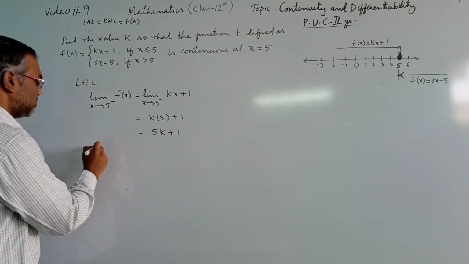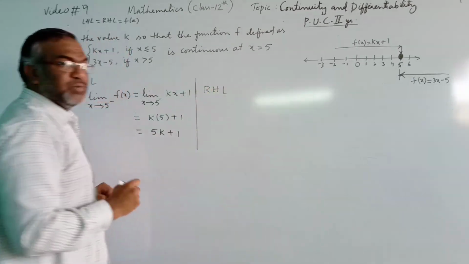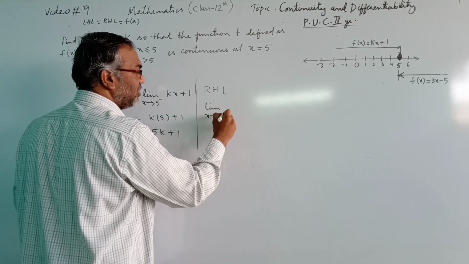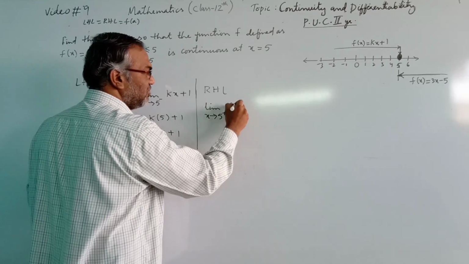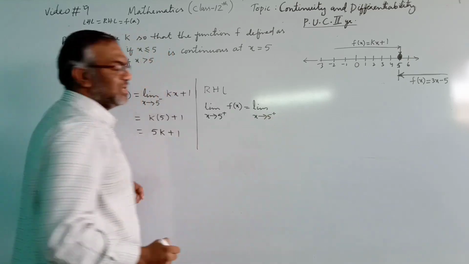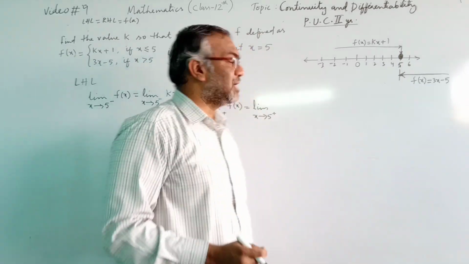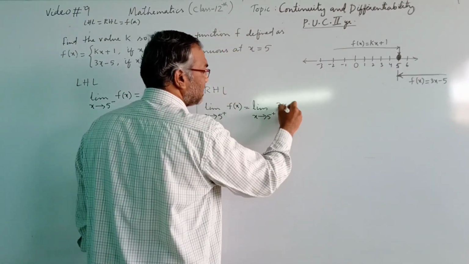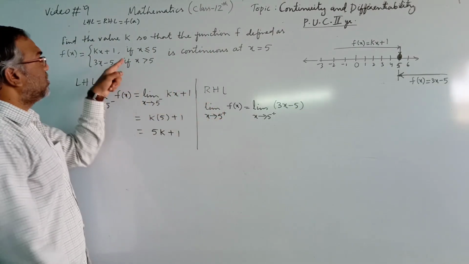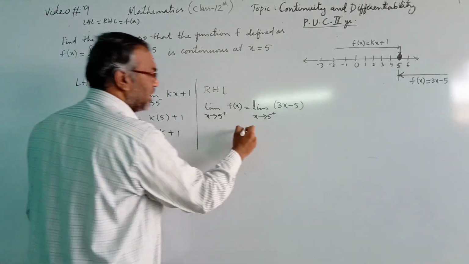Now let's find RHL. We are going to find the limit as x approaches 5 from the right of the given function f of x. On the right of 5, what is the function? f of x is equal to 3x minus 5. Because on the right of 5, x greater than 5, we have 3x minus 5.